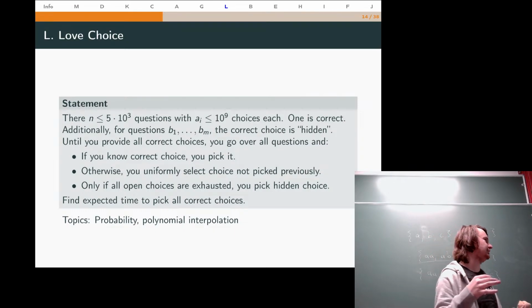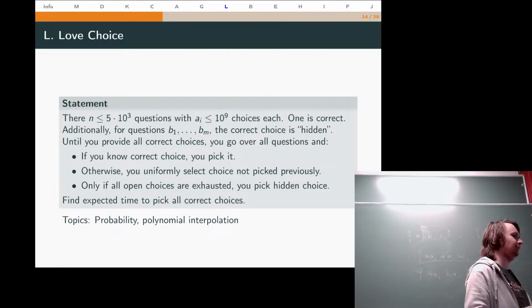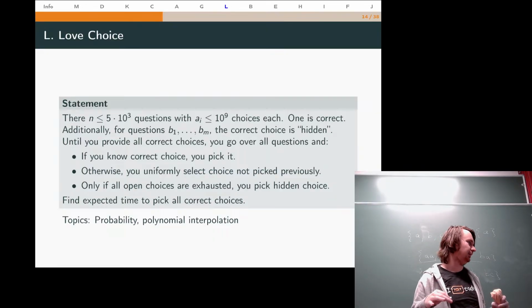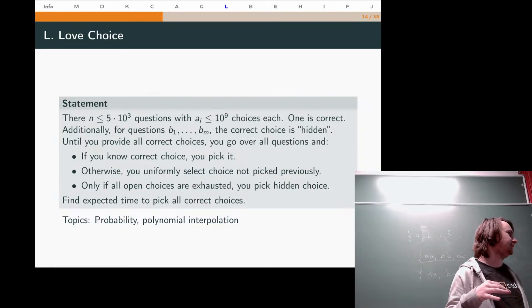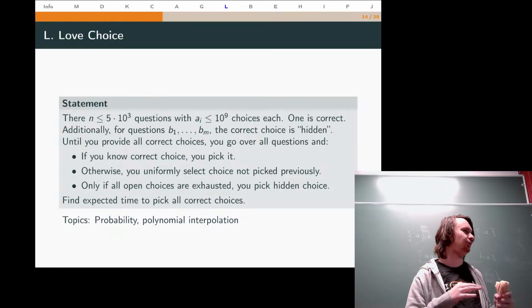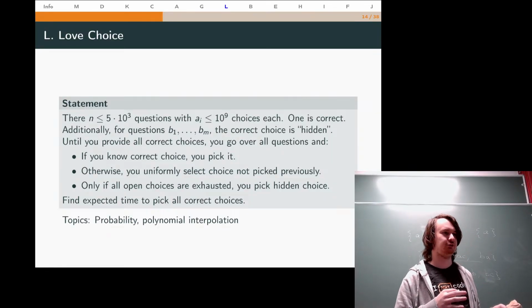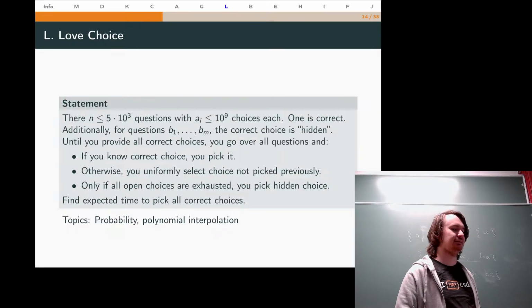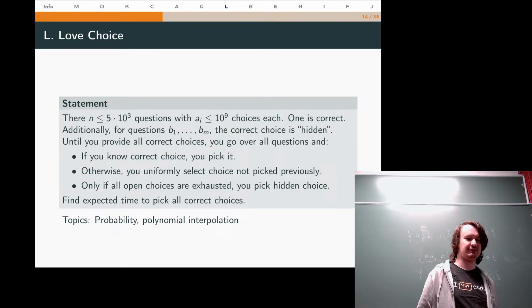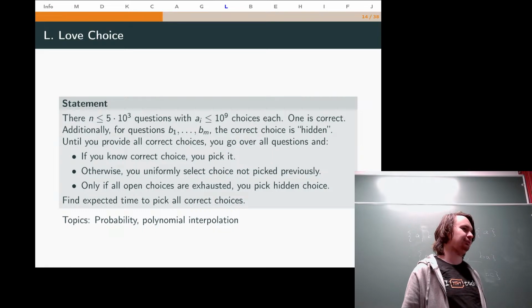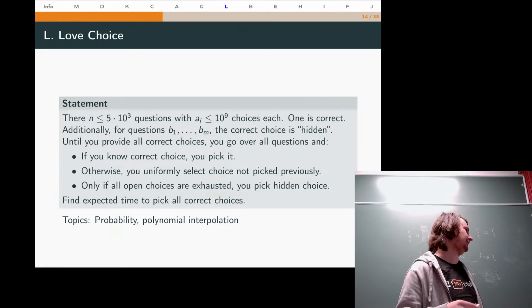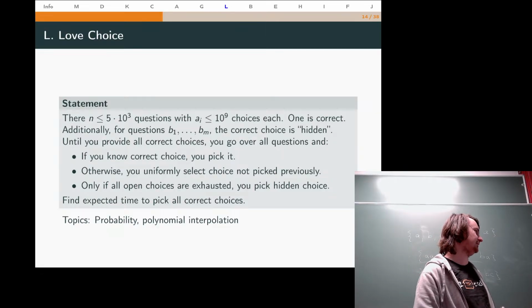In each round we go over all questions in order. If we know the correct answer for this question, we will pick this correct answer. Otherwise, we consider all the answers that we don't know yet whether they are correct or not. So we don't pick the answers that we already picked in the past and decided that they are not correct. And only if we already exhausted all the open answers and the question has a hidden answer, we will pick the hidden option.